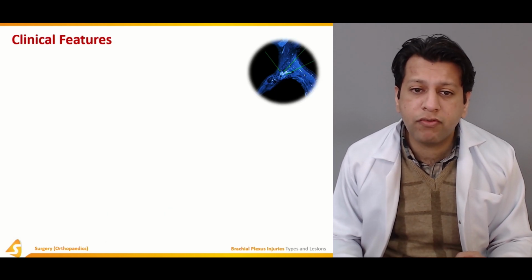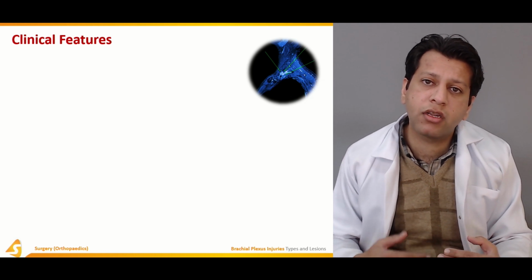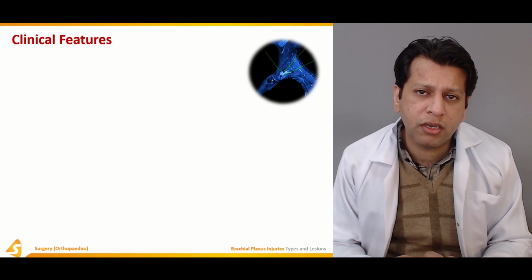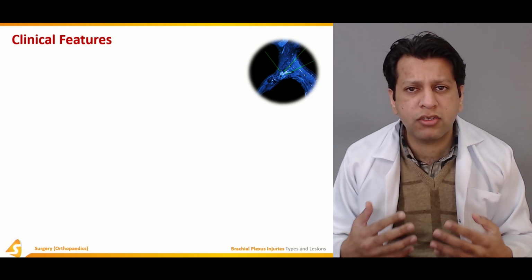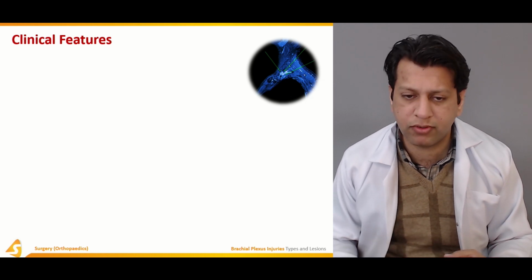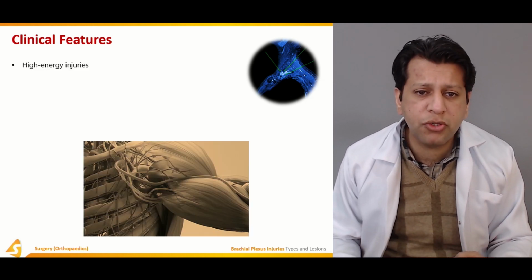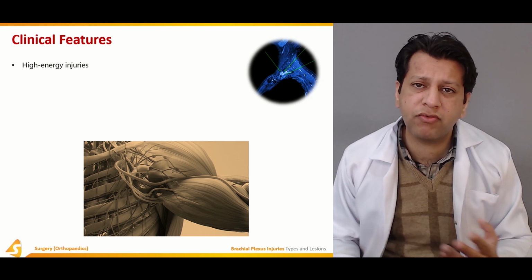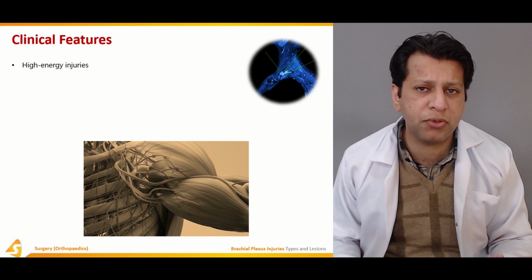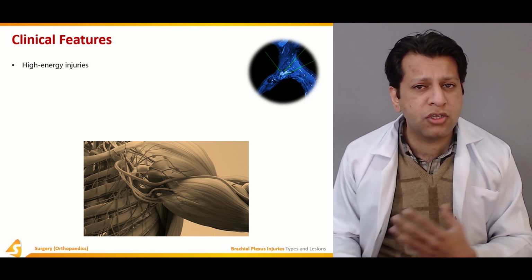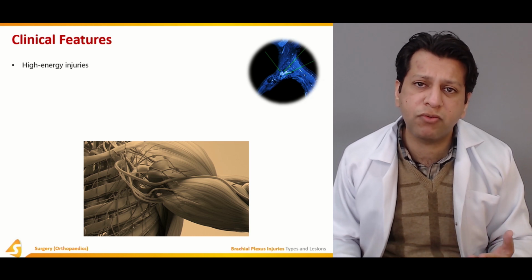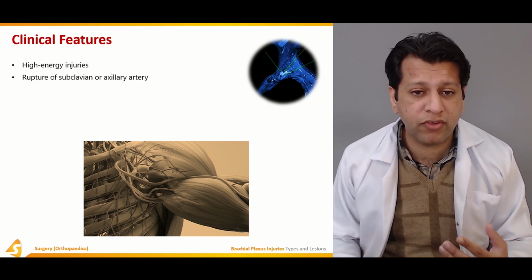Now coming to the clinical features. Clinical features depend on whether the upper part is involved, the middle part is involved, or the lower part is involved. Depending upon which trunk or which cord is damaged, it is going to come up with different symptoms. Usually these are high energy injuries, in case of high velocity trauma or road traffic accident, and may be associated with gunshot injuries. Low energy injuries, such as stab wounds to the chest and neck, are also possible, but they are very rare.